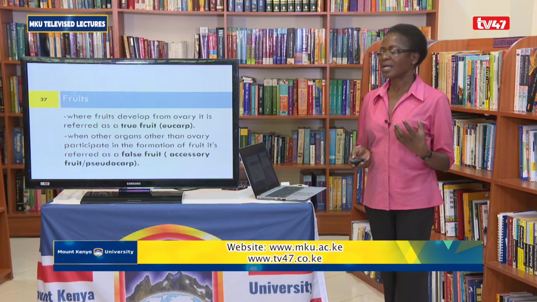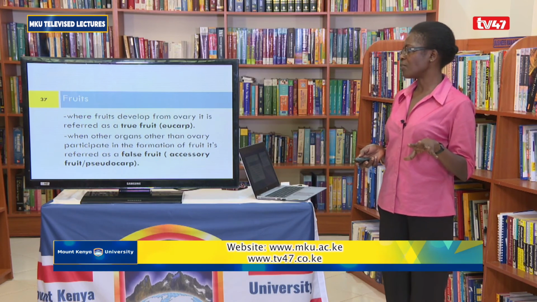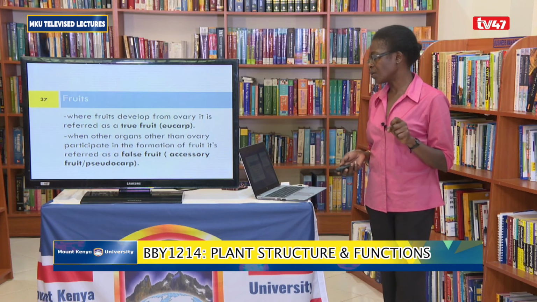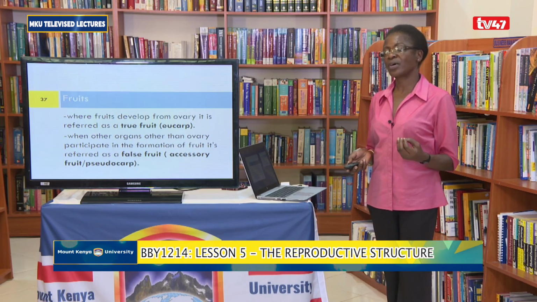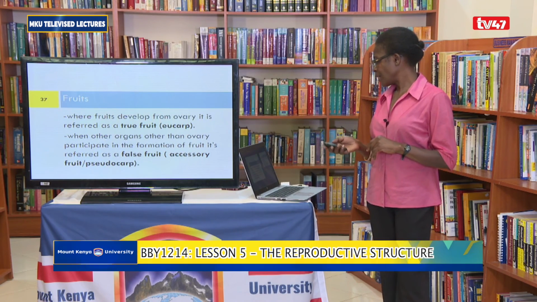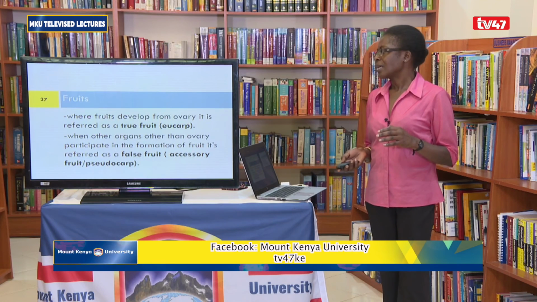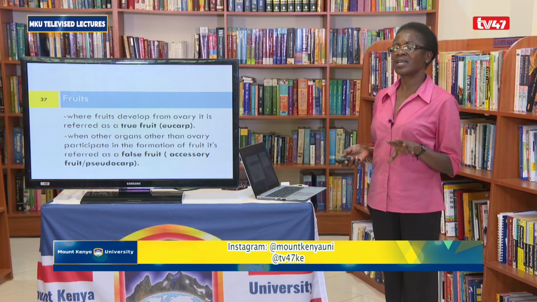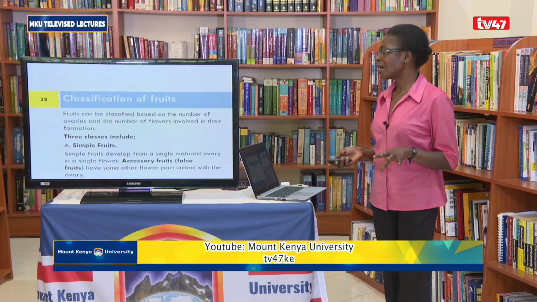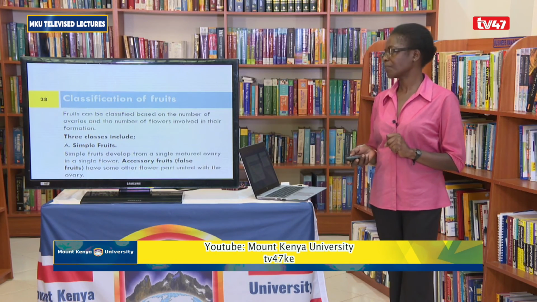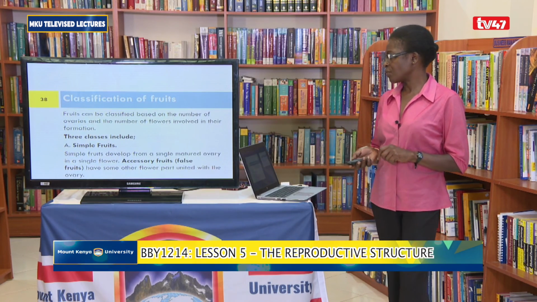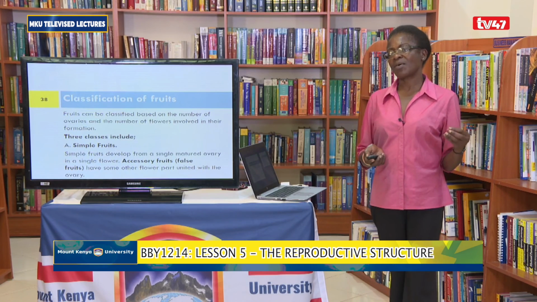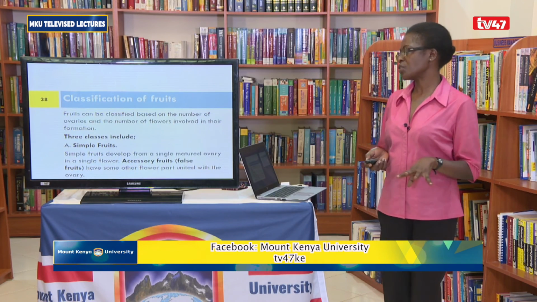Where the fruit forms and there is retention of some of the other floral parts, then that fruit is referred to as a false fruit, also called an accessory fruit, also referred to as pseudocarp. Now, once again, depending on the kind of flower we had and the number of ovaries that gave rise to the fruits that we are talking about, we can have classification of the fruits. Now, in the classification of the fruits, fruits can be classified based on the number of ovaries that were involved in the formation of the fruit.